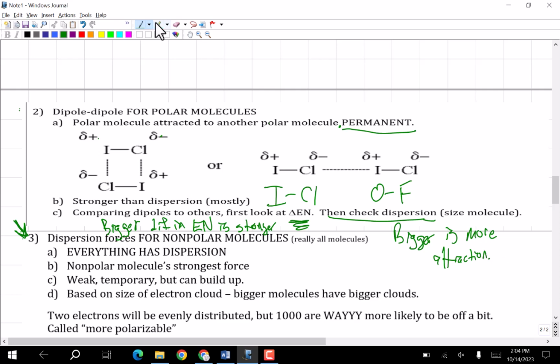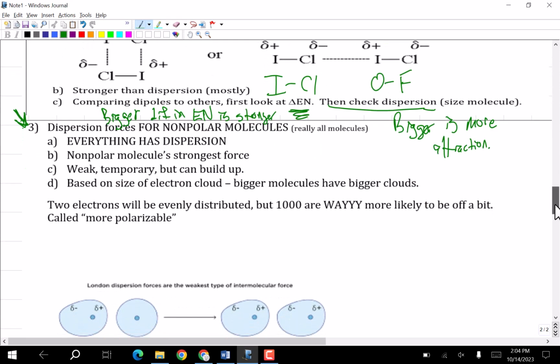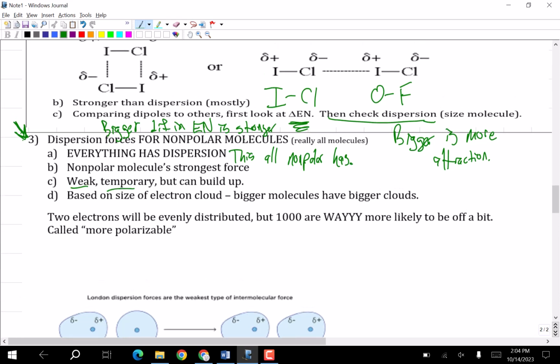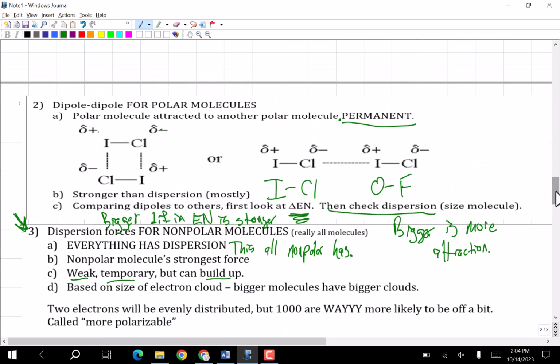All right, so now we're going to talk about our last bonding type. Our last type is dispersion forces. These are for nonpolar molecules. Everything has dispersion, but this is all nonpolar molecules have. So a nonpolar molecule's strongest force, that's all it has. It's not its strongest force, it's its only force. It is weak. It is temporary, but it can build up. It's based on the size of the electron cloud.